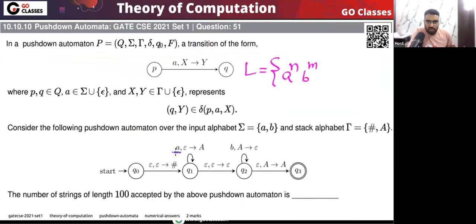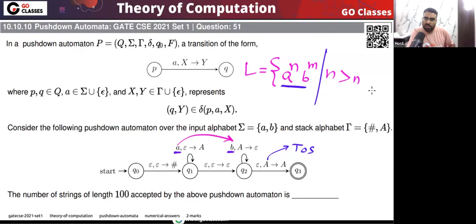Notice one thing. After A, B's are coming. But after B, A is not coming. So I can say your language will be A power n, B power m, where, if you want to go to the final state, the top of the stack must be A. So it means that the number of A is more than the number of B.